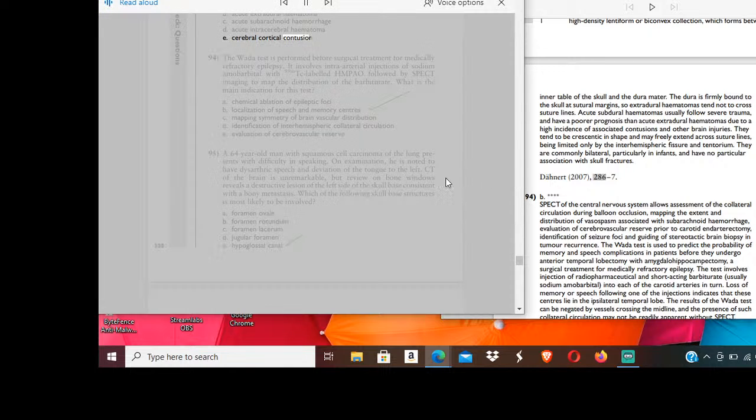Cortical contusion. 94. The WADA test is performed before surgical treatment for medically refractory epilepsy. It involves intraarterial injections of sodium amobarbital with 99mTc-labeled HMPAO, followed by SPECT imaging to map the distribution of the barbiturate. What is the main indication for this test?